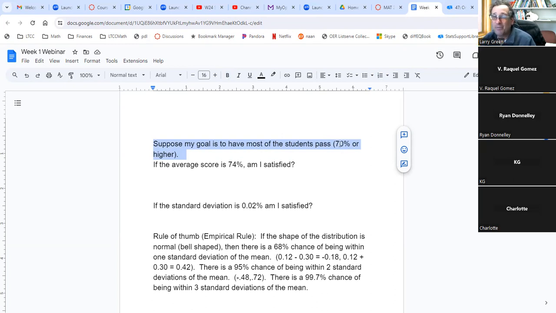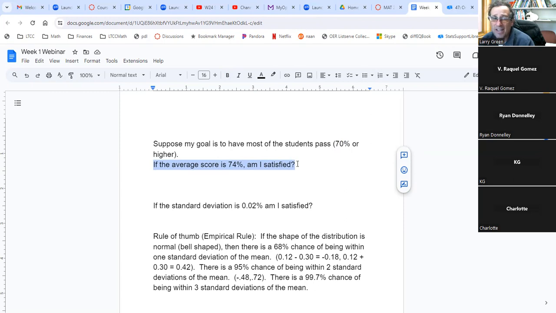Okay, and if you remember from the orientation, you have to get a 70% or higher for the course grade. That's a passing grade. Okay. If the average is 74%, am I satisfied with my goal? Did I meet my goal? If the average was 74%. And the answer is you don't know.